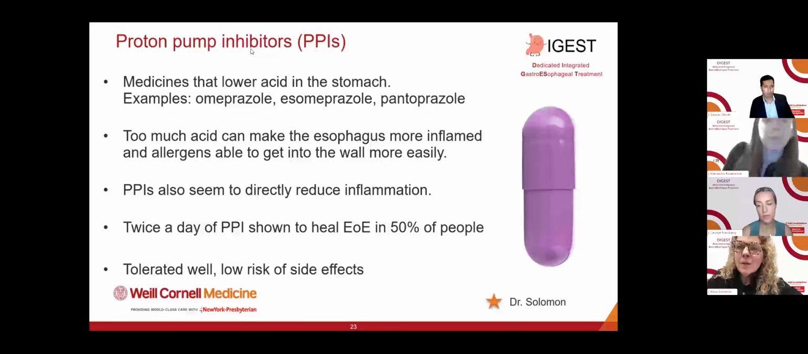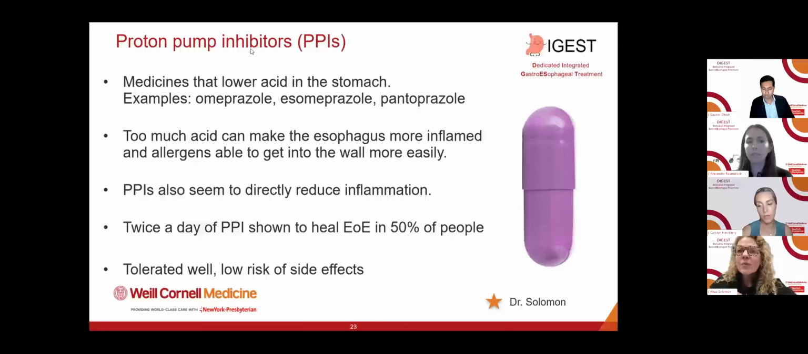So proton pump inhibitors, or what we call PPIs, we think about them as medicines that lower acid. So you may have seen them on the shelves or used them in the past. Omeprazole, lansoprazole, esomeprazole, pantoprazole, they all have very similar names. These are the generic names, obviously not the brand names. You may see them as other names as well. So they work, and they work in about 50% of people. So they'll have a response to it.